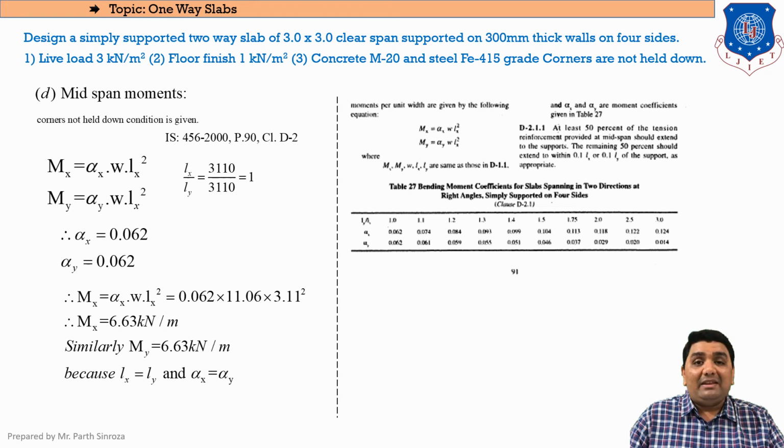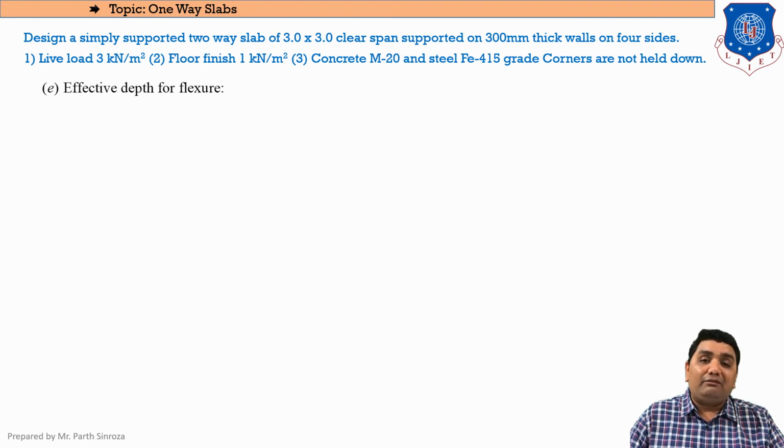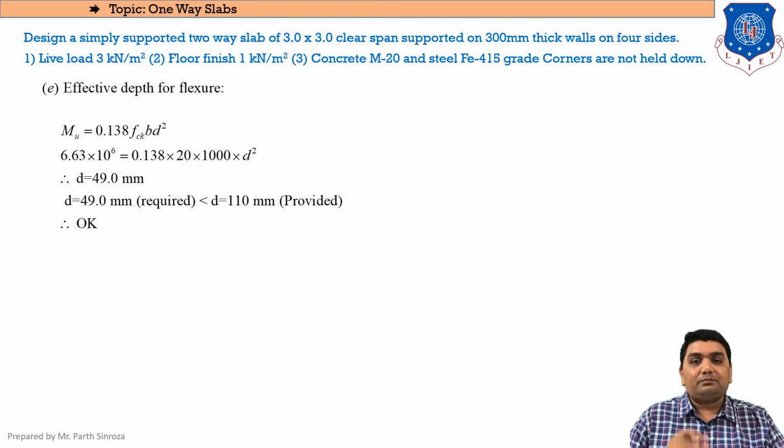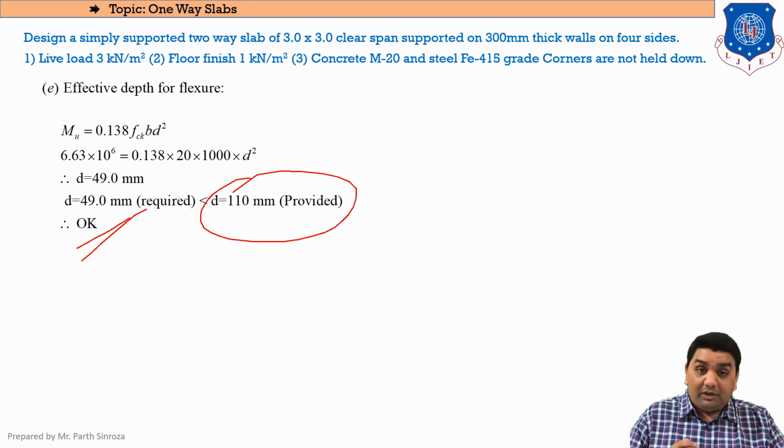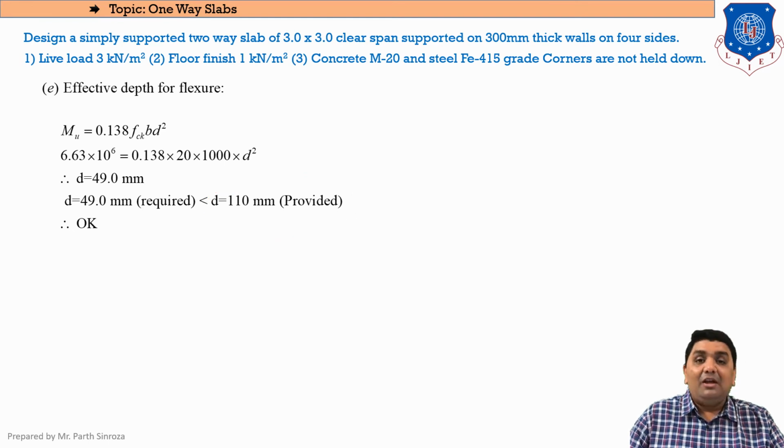So now we will be doing a minor check, that means whether whatever we have calculated is correct or not. Then we'll be moving on to the design of steel content. So our next step will always be to find the effective depth for flexure, and for that the equation will always be the same, that is Mu equal to 0.138 fck b d square. Why 0.138? Because Fe415 bars are given. So here you get the value d equal to 49 mm, and the value that we have provided is 110 mm, which is more than required. So our equation is satisfied. So up till now the sum that we have completed is correct.